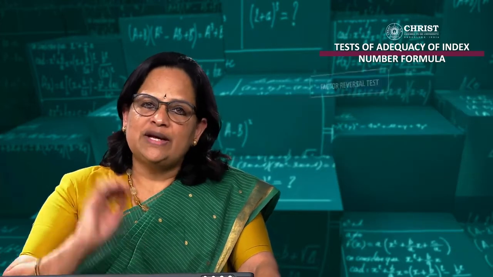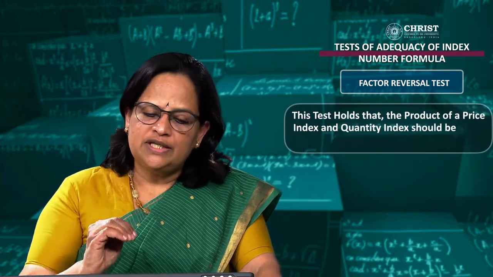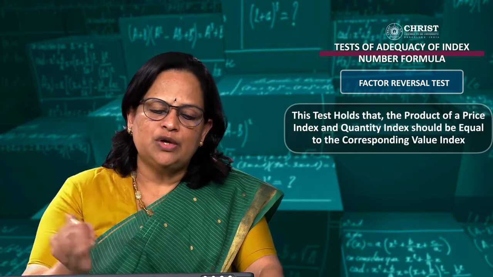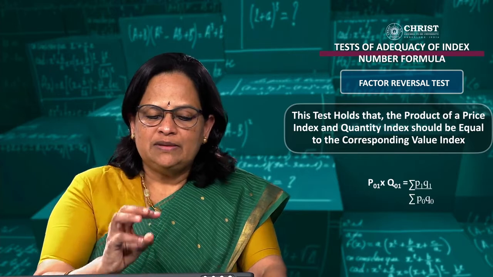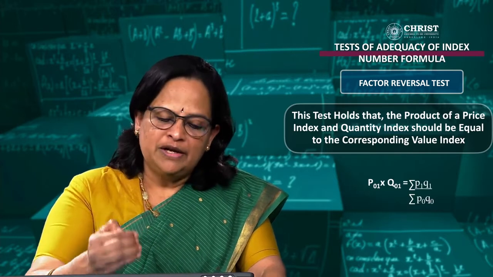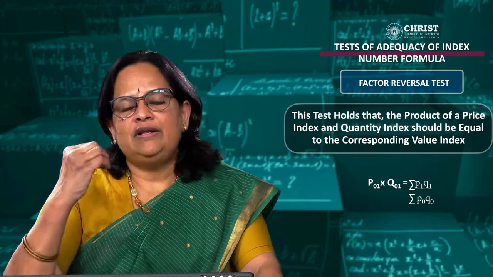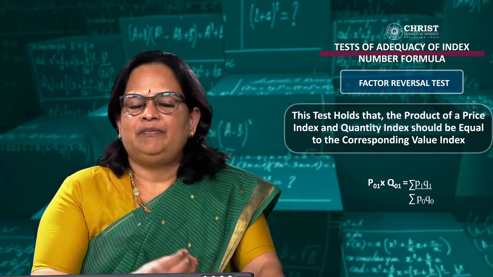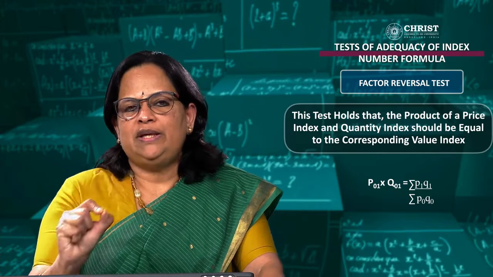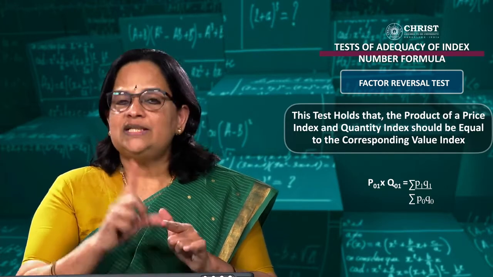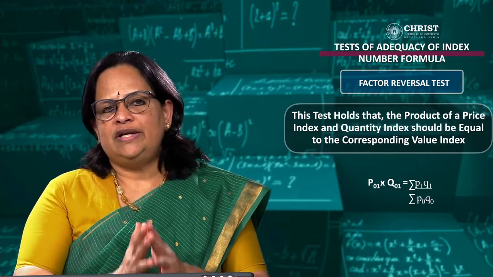Now the second one is the factor reversal test. This test holds that the product of a price index and quantity index should be equal to the corresponding value index. That means P01 into Q01 should be sigma P1 Q1 divided by sigma P0 Q0. In this conversion of the formula, wherever you get P, we substitute Q, and wherever you get Q, we substitute P. That is, we interchange the price index and quantity index. Then we have to see whether it qualifies the test.